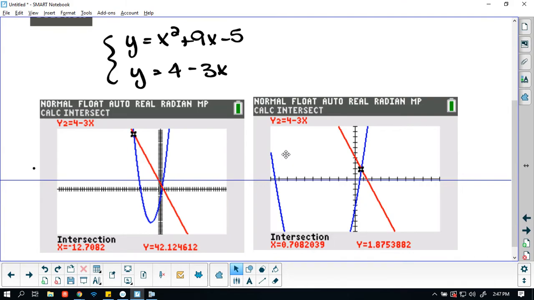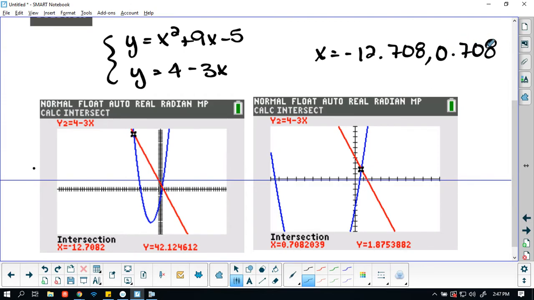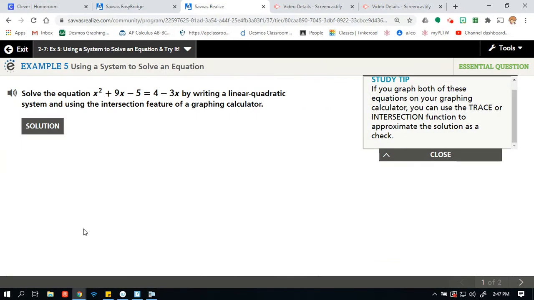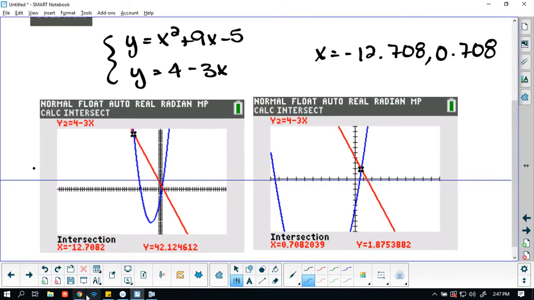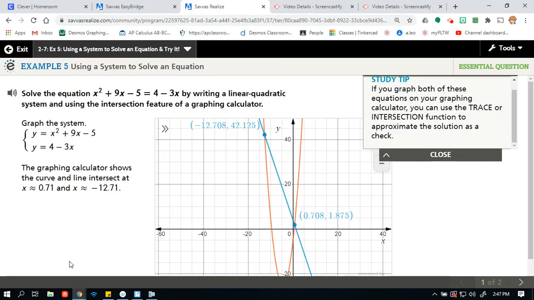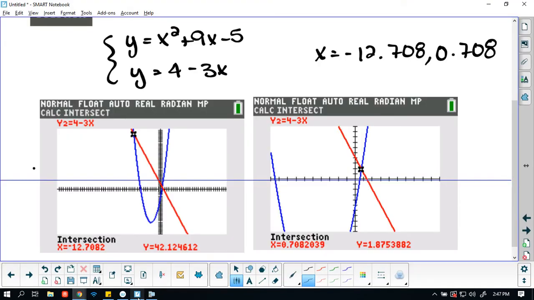Using my graphing calculator, I get the solution of x equals negative 12.708 and 0.708. So those are my solutions for this. Let's go look at what the book says. And there you go. Oh, did I put 12 or negative 12? Yeah, I did put negative 12. Always watch your negatives. So it's approximately 0.71, approximately negative 12.71. So it's always good to keep those approximates. I did not, so I'm going to put approximate.